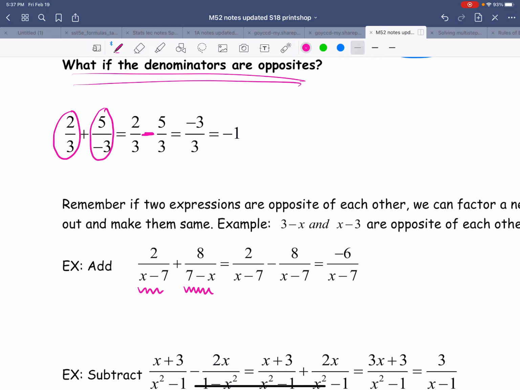Same thing with x minus 7 and 7 minus x. They're opposite of each other. We're going to pull a negative out from 7 minus x, because 7 minus x can be written as negative, in parentheses, x minus 7. So that's what we're doing, and it turns into a subtraction problem. And then we go ahead and proceed with the common denominator x minus 7 in the denominator, and 2 subtract 8, which is negative 6, in the numerator, and that's our end product.